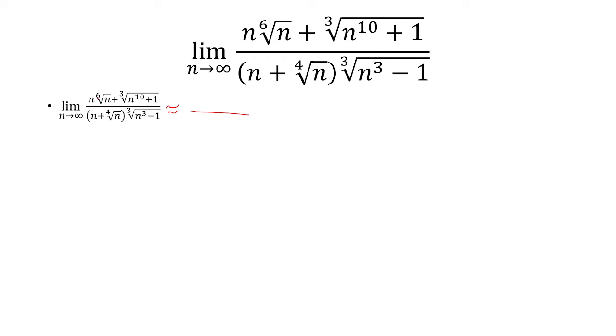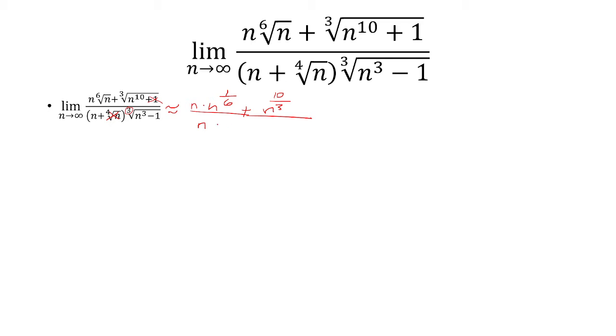So for this one, n times the sixth root of n, that's the same thing as n times n to the 1 over 6. And then this plus 1 in the long run doesn't really affect my answer. So I'm going to ignore it and just rewrite it like this. Now, which one's bigger, n or the fourth root of n? Well, obviously n is bigger. So that's going to be n. Notice this 3 is the cube root of n cubed minus 1. It is not the exponent of n plus the fourth root of n.